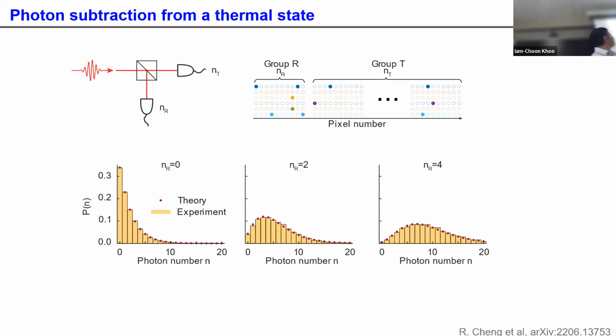What's really nice is that you have 2 photon number resolving detectors, so that allows you to subtract 0, 1, 2, 3. If you just have a regular detector, you would not be able to do that.